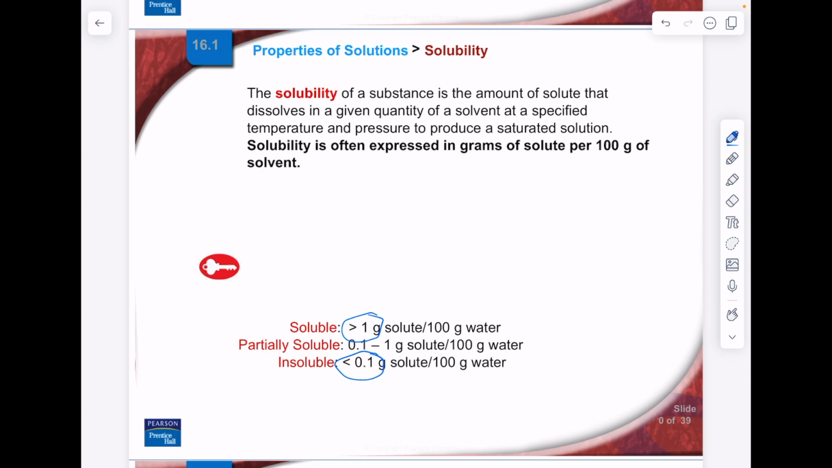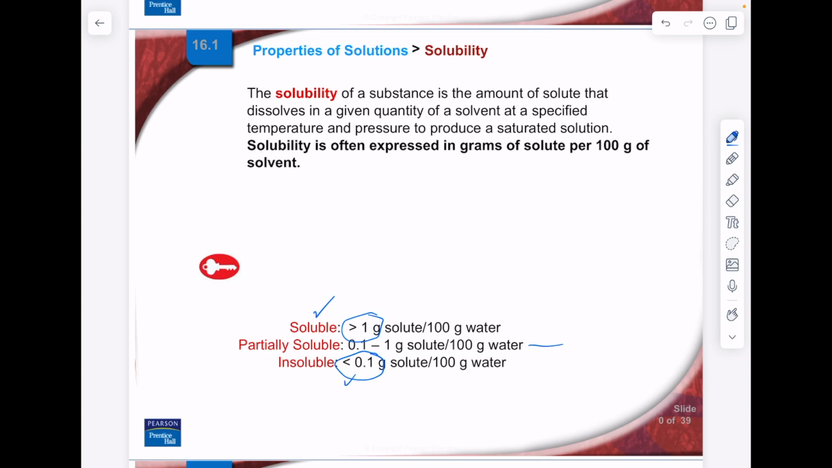You might say, well, is this threshold of 1 gram and 1/10 of a gram somewhat arbitrary? And it's not exactly arbitrary because it turns out that most substances that are soluble actually dissolve at greater than 1 gram per 100 grams of water. And most substances that we call insoluble are actually less than 1/10 of a gram per 100 grams of water when they dissolve.